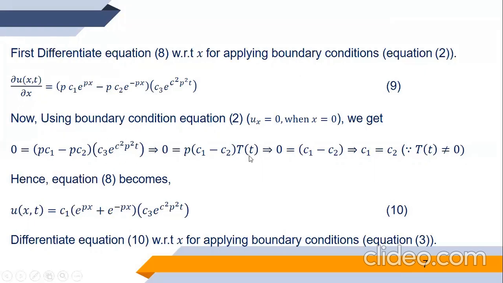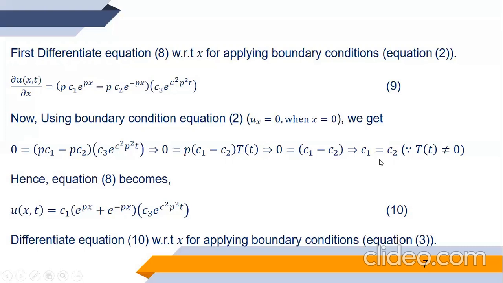So we write T, the function of t. So implies 0 is equal to c1 minus c2, because p is not equal to 0 and the solution T of t is also not equal to 0. So we get c1 is equal to c2.